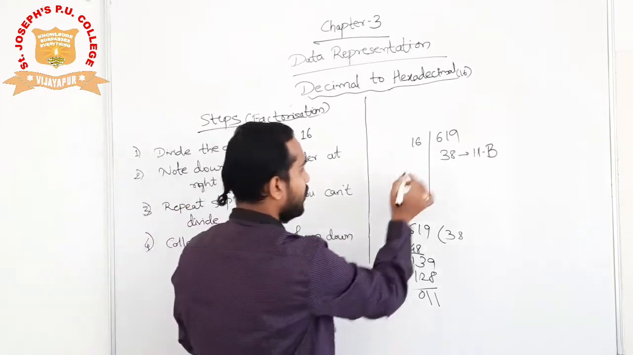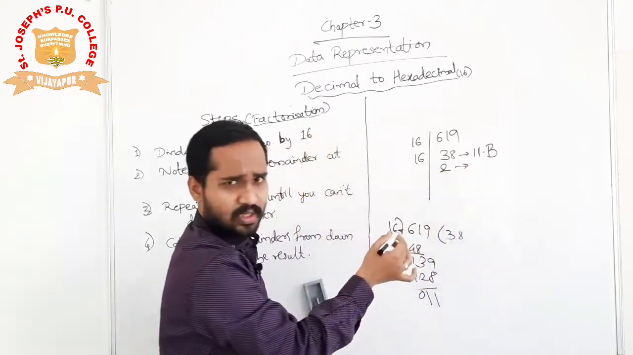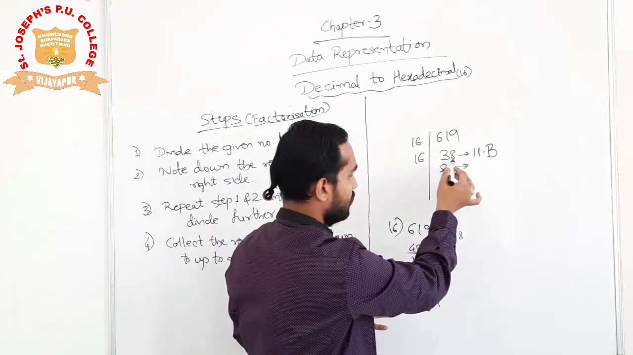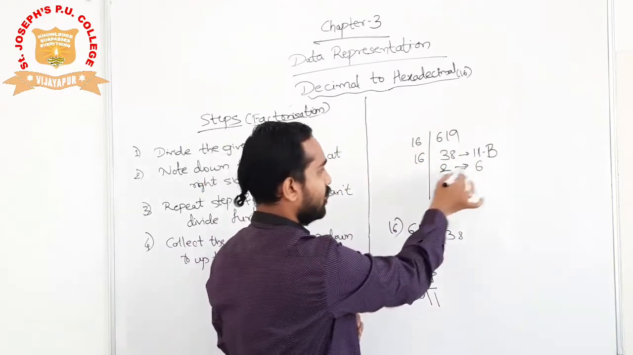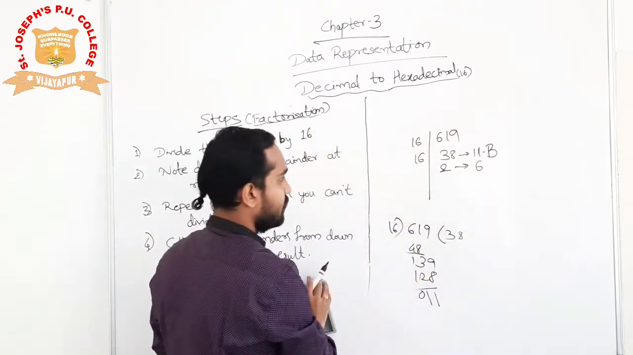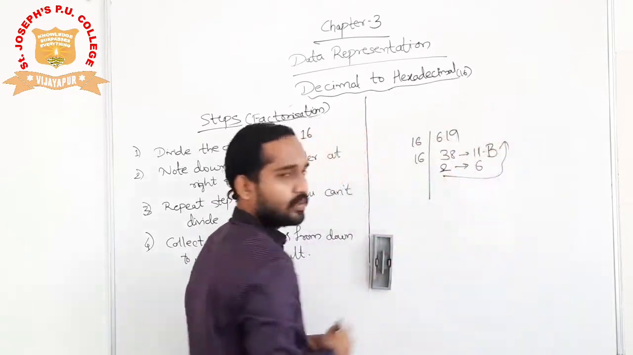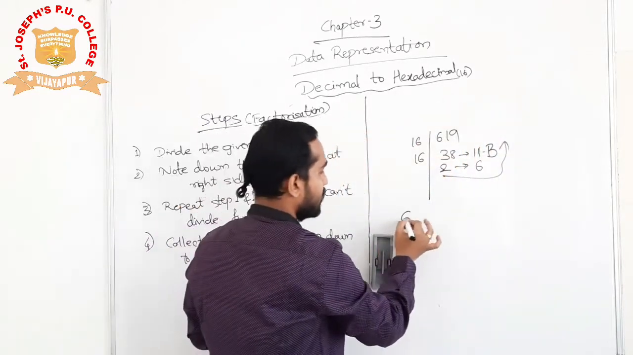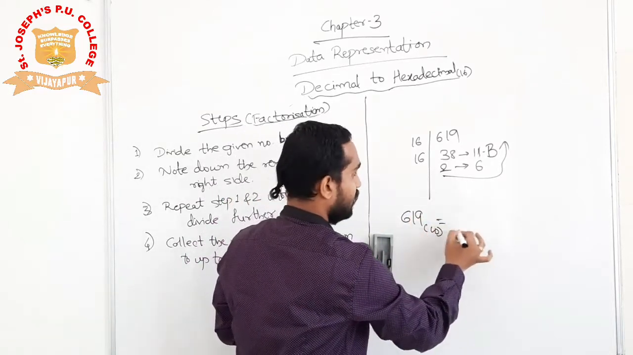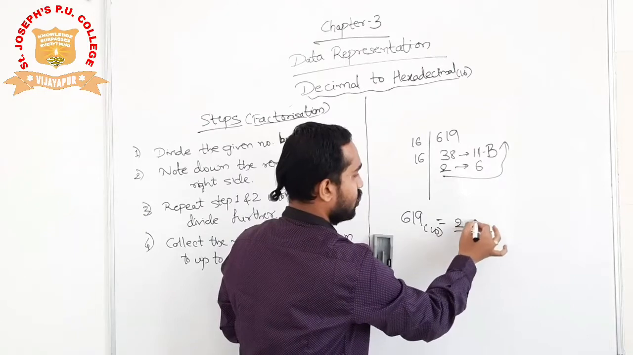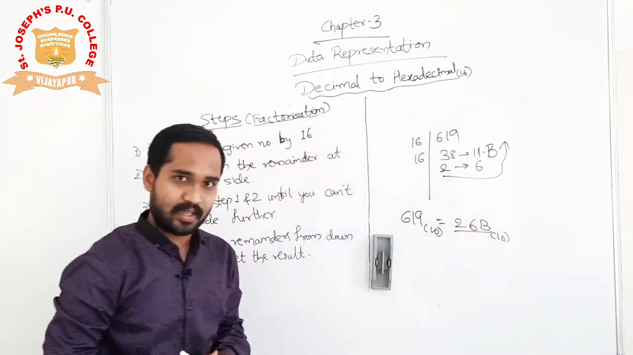Now again continue. 16 2s are 32. So 16 2s are 32 means what is the remaining? 6 is remaining. Correct? Then can you divide it further? No, not possible. So collect the remainders like this. Correct? So 619 in decimal is written as 26B in hexadecimal. This is the method.